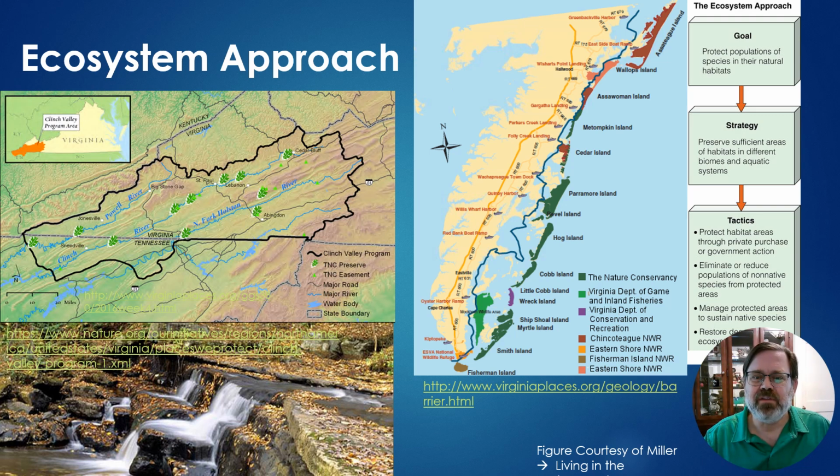By having this network of preserves, this ensures that the coastline of the eastern shore of Virginia is going to remain protected and not urbanized like Virginia Beach is. There's some parts near Chincoteague that have some development, but the actual coastline can't be developed to that same extent.